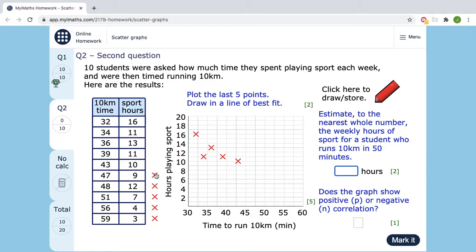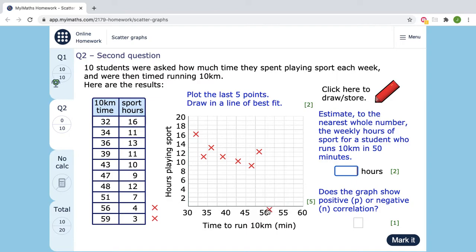Put the crosses in. So 47, 9. 47 is about there, and 9. Let's just get that right. About there. I've got to be careful here because it's 2 squares wide for 5 kilometers. So 47 is about there. 48, 12. So 48's about there, and 12 is there. Got to be careful to line it up correctly.